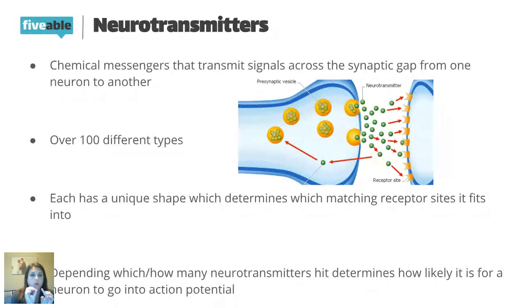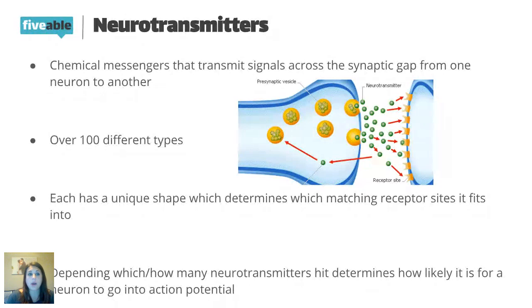There's always a teeny tiny little gap that exists there. And so those little messengers are shooting across the gap, trying to reach the next neuron and continue the message along. There's over 100 different types of neurotransmitters in our body. For the purposes of this class, you probably need to know about 6 of them. We'll talk about the 6 you need to know a little bit later, but just kind of knowing that there's more than just those 6 big ones is important.